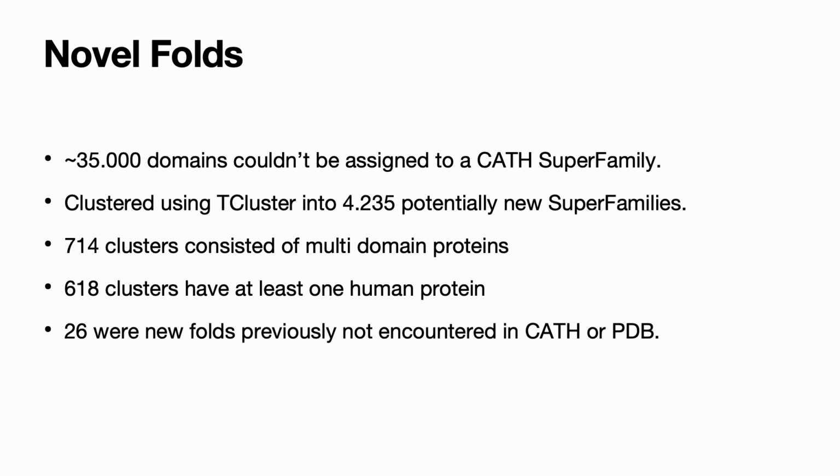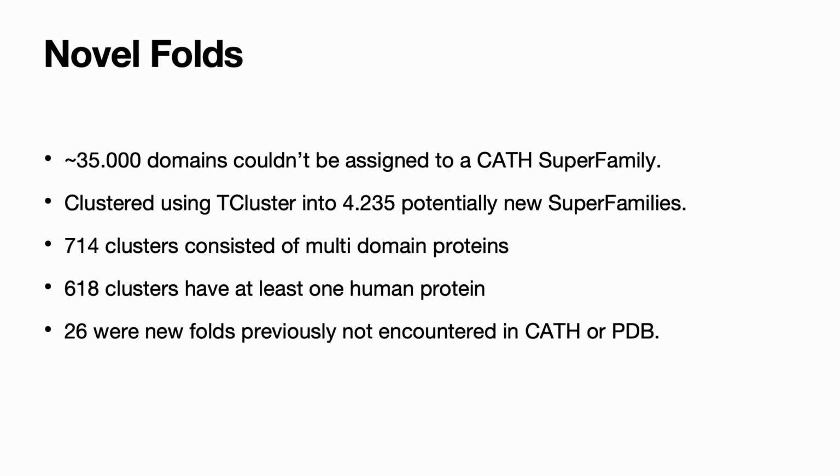We noticed that around 714 of these clusters consist of multi-domain proteins, and 618 of them have at least one human protein, and then we focused our manual curation on those. And by looking at these 618, in the end, we ended up with 26 that were new folds, previously not encountered in CATH or PDB.